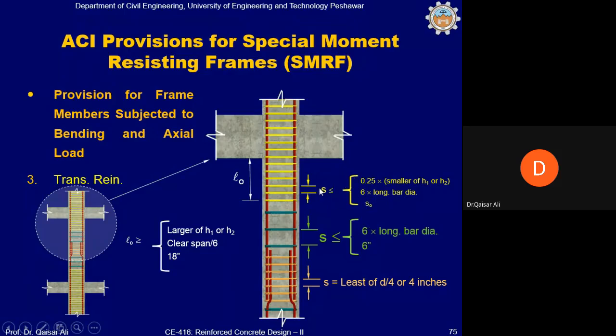If from the analysis the spacing comes out to be less than what is obtained from the least of these three equations, then the analysis spacing shall be used. However, if the spacing from the analysis comes out to be more than this, then the spacing obtained from the least of these three requirements shall be used as spacing in this L0 region. Okay, S0 will be explained in the next slide. Elsewhere, the spacing of 6 times longitudinal bar diameter, 6 inch, is applicable.